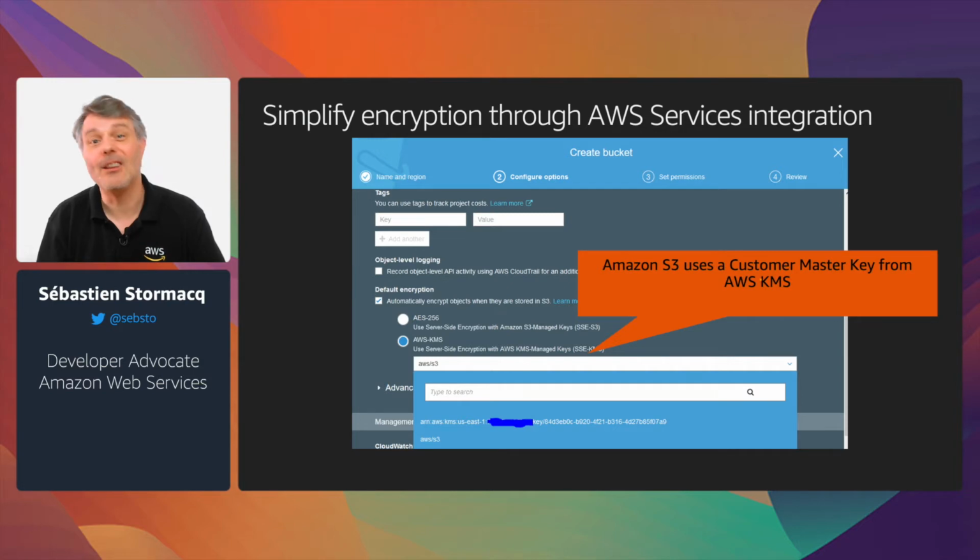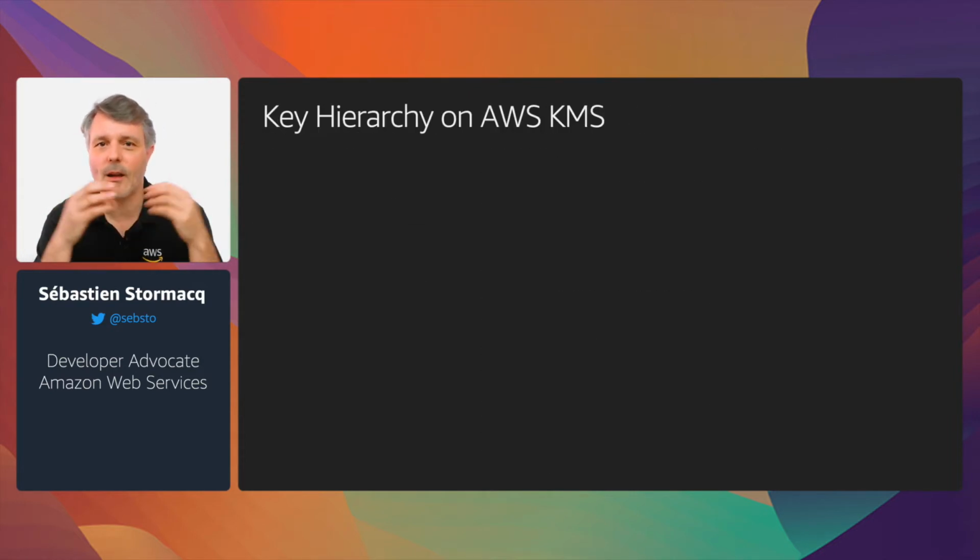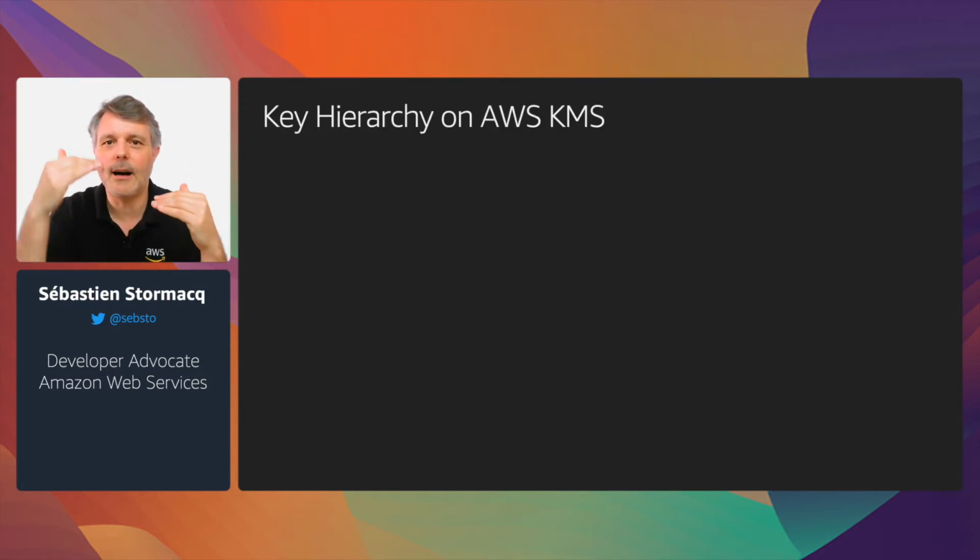And Amazon S3 is not the only one. There are many services, more than 117 different AWS services that can leverage keys managed by AWS KMS. So the list is there. It's quite difficult to maintain that slide actually. I hope I didn't miss any service there, but you can see there Lambda, DynamoDB, RDS, SageMaker, and many other AWS services.